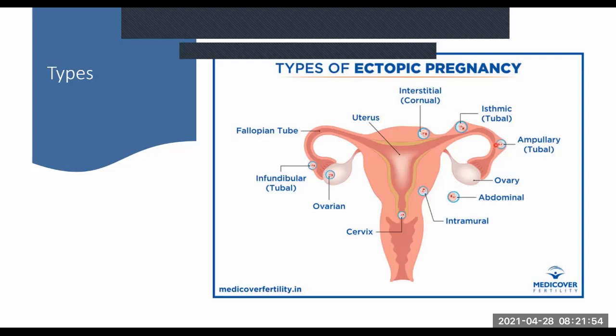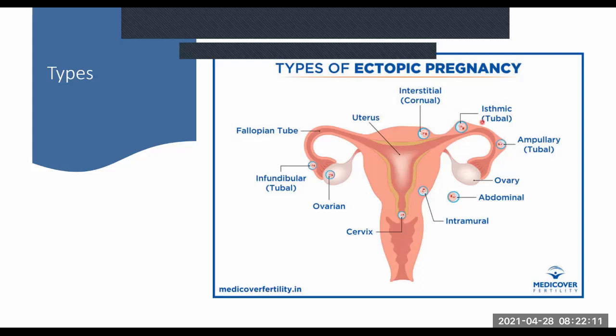So the wall is not very thick. So what happens is that these tend to rupture quite early. And when they do rupture, they tend to bleed quite a bit. And there's not much PV bleeding because it's quite isolated from the cervix and the vagina. Okay, so these are the ones that we most commonly see.